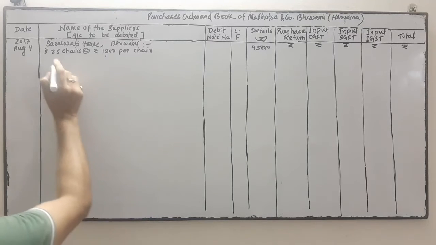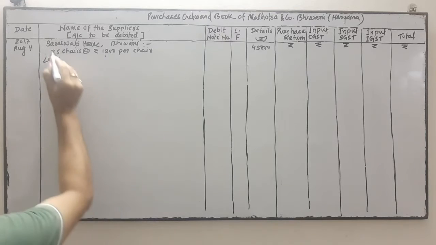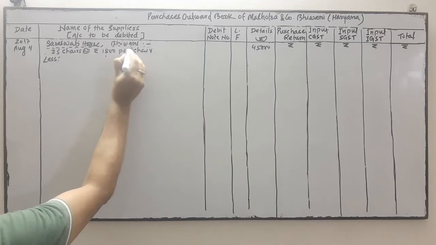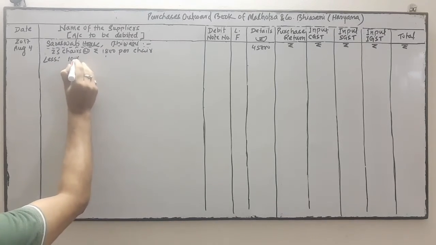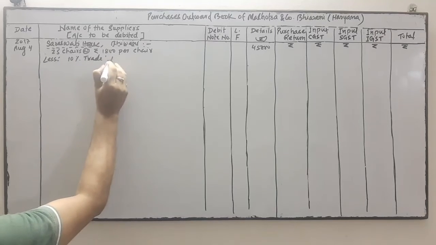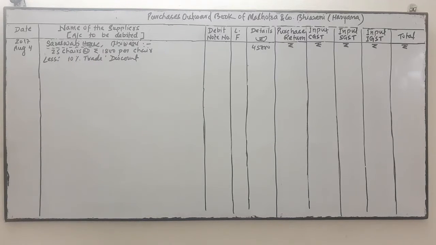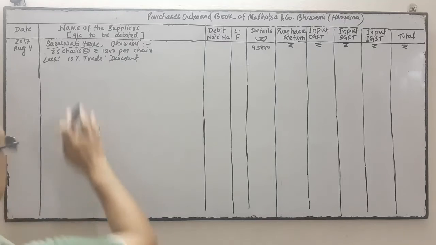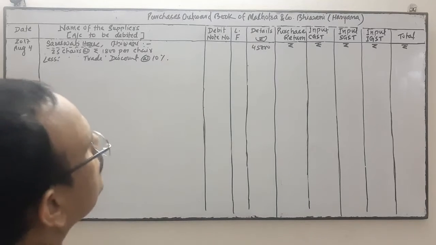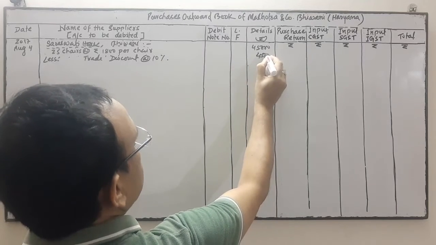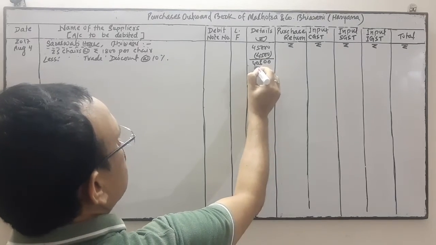Now deduct the trade discount. There is only one item, 25 chairs. Less trade discount at the rate of 10%. So 10% of 45,000 is 4,500. After deduction it is 40,500.